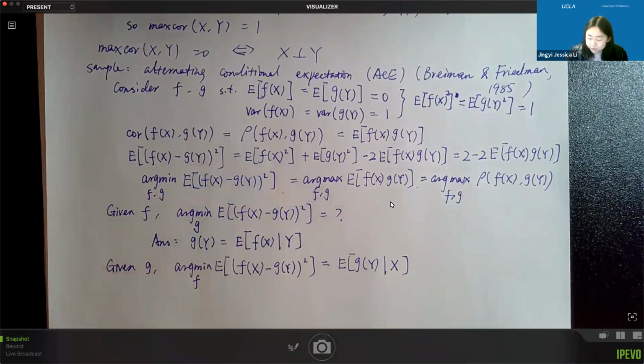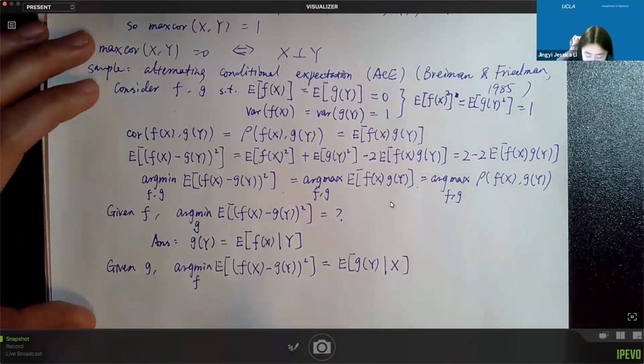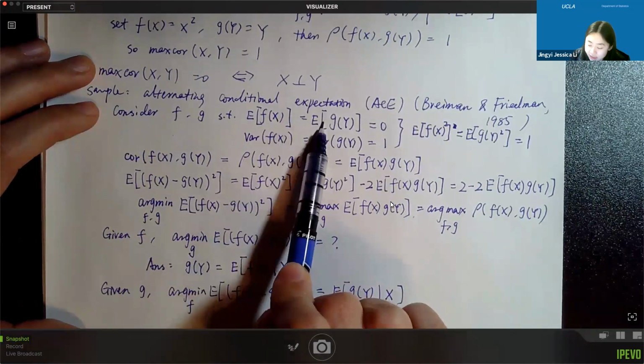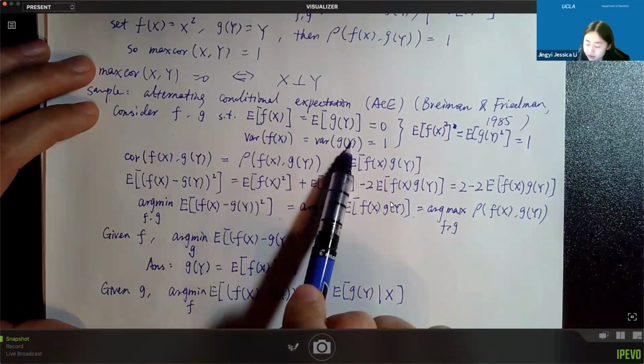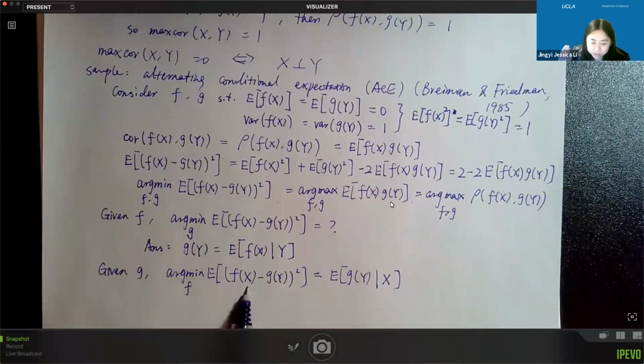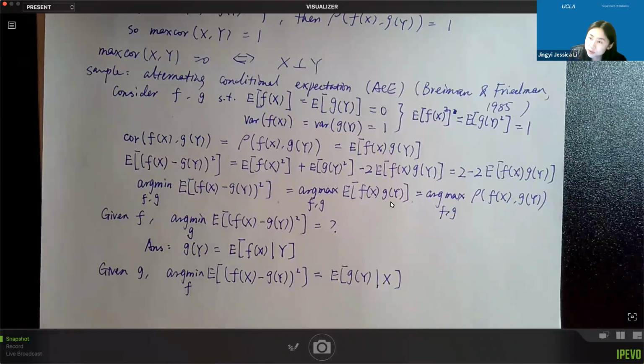Okay, so it's alternating. Given one function, you find the other function by taking the minimizer, and given the other function, you update the first function by taking the minimizer formula. So you alternate between those two steps. What you need to guarantee is that in every step, on your data, the mean is 0 after transformation, and the data variance is 1 after transformation. So as long as you keep doing that, in the update step, how would you take the expectation of f(x) given y?